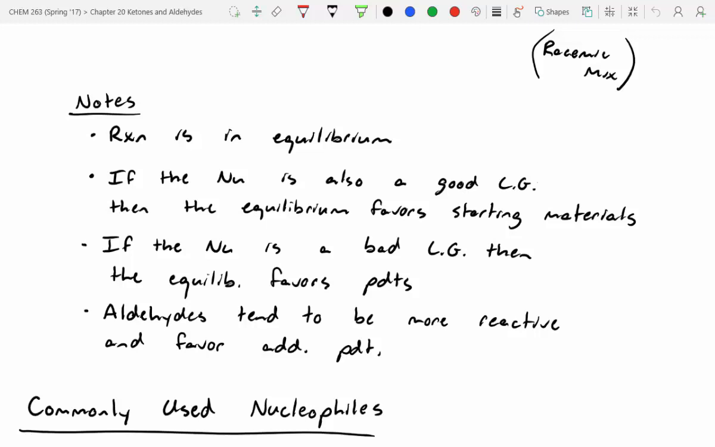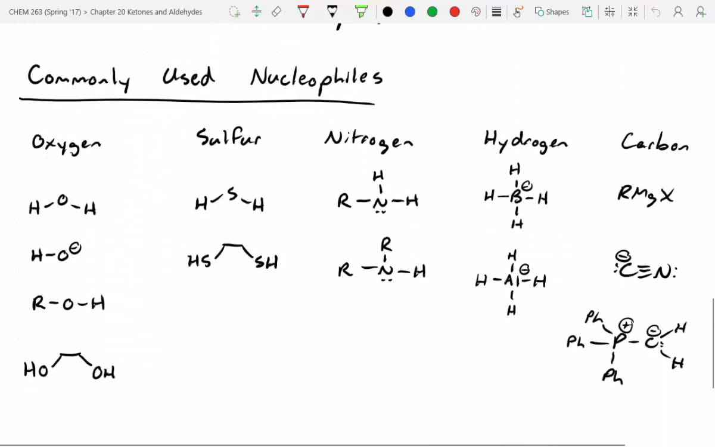The position of the equilibrium depends a lot on your nucleophile and your electrophile. So if your nucleophile is really strong, it tends to favor the products, and if your electrophile is really strong, it tends to favor the product side. Like I said, aldehydes tend to be the strongest electrophiles. And then I gave you guys this big list of nucleophiles. We're going to cover a lot of these. I know it can be pretty overwhelming looking at this list. In particular, this guy over here, we're going to spend a little bit of time talking about. That's called a Wittig reagent.